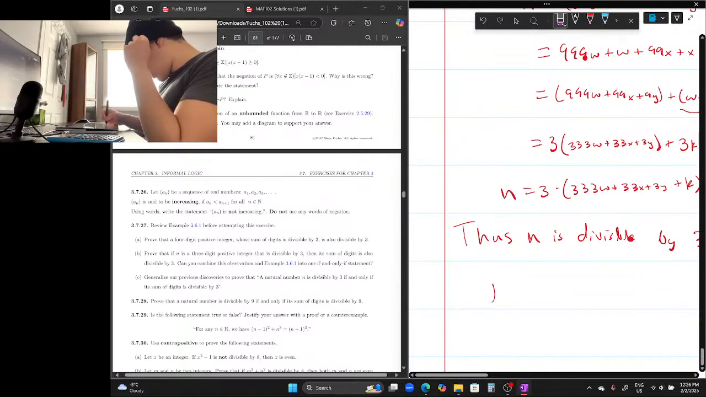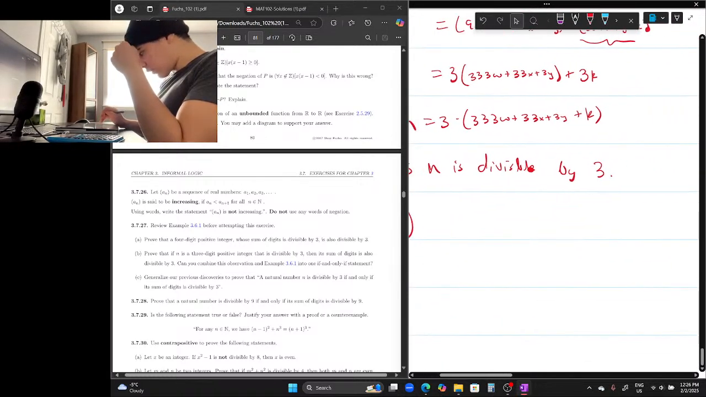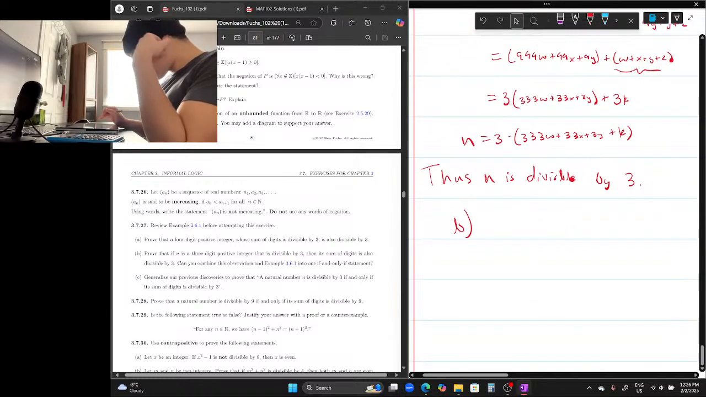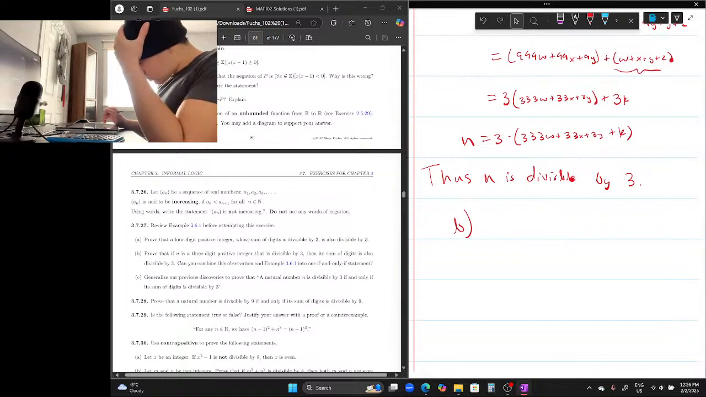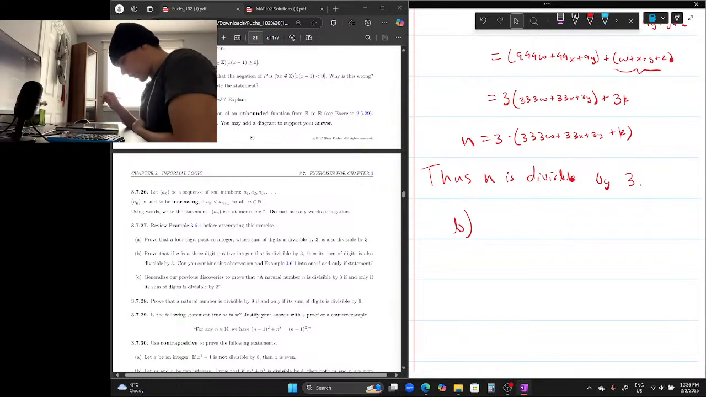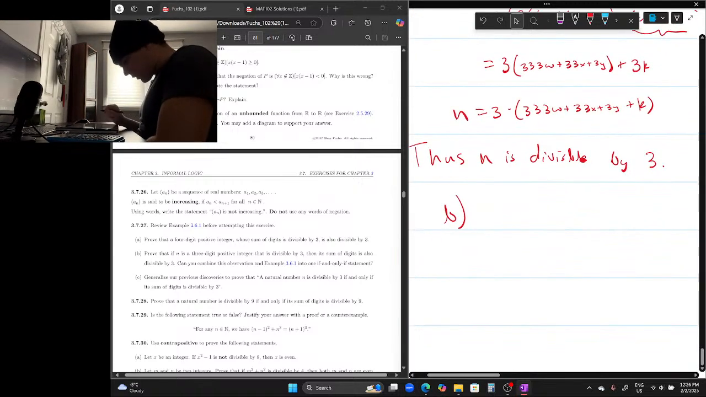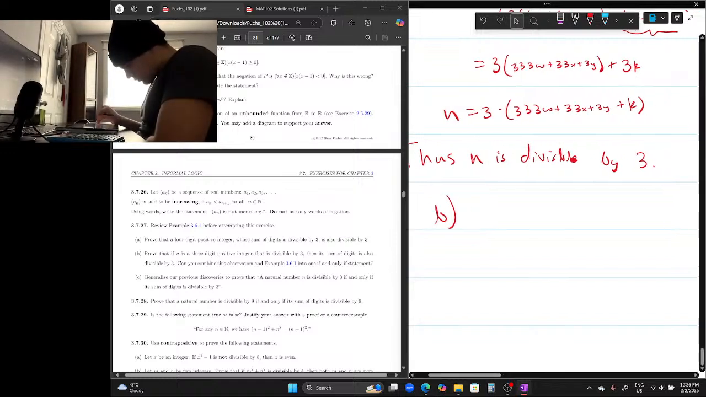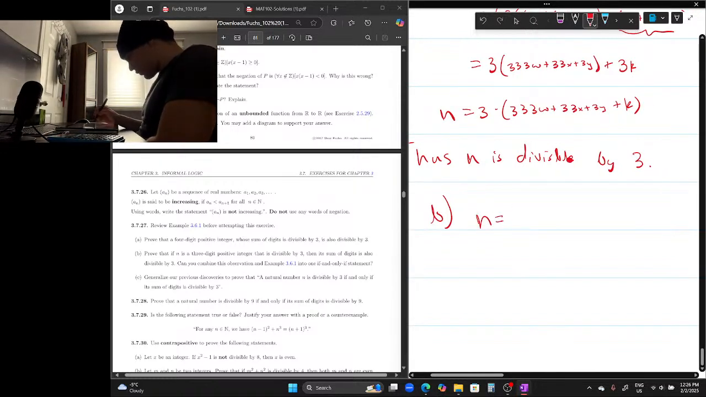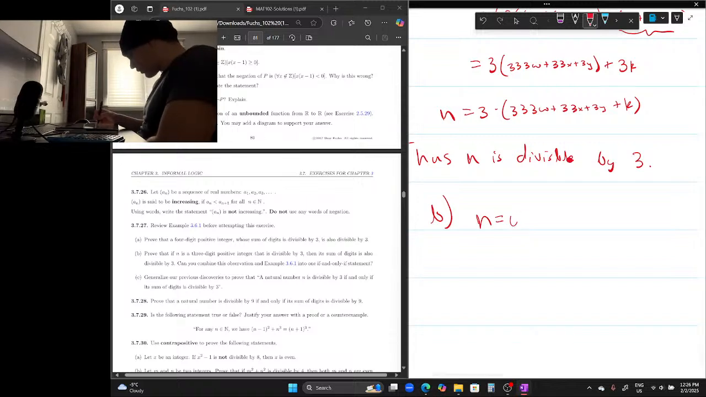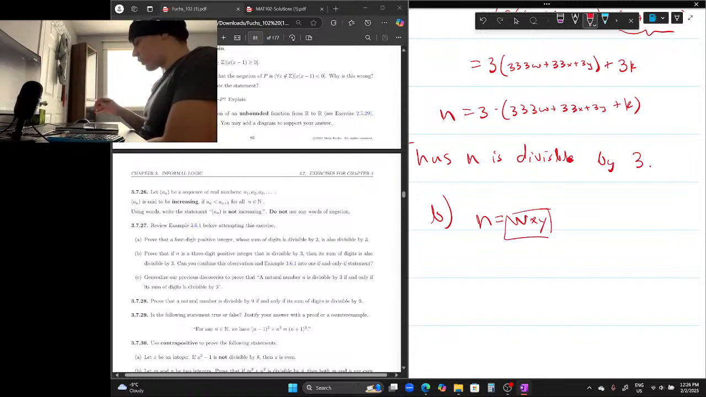B. Prove that n is a 3-digit positive integer that is divisible by 3. Oh, interesting. Can you write the statement into... Okay. So n is equal to, whatever, we'll use the same thing. So x, y, w, x, y. Not a product. This is the sum. Just too lazy to write it as otherwise.